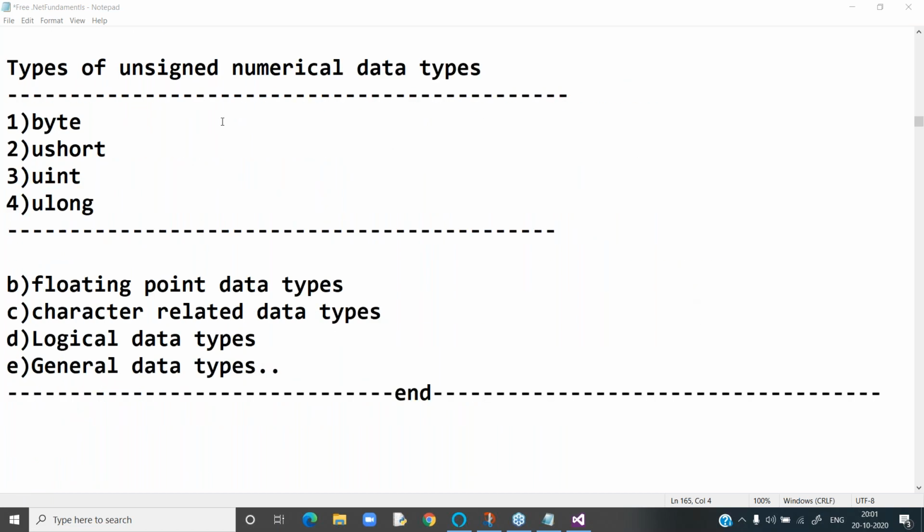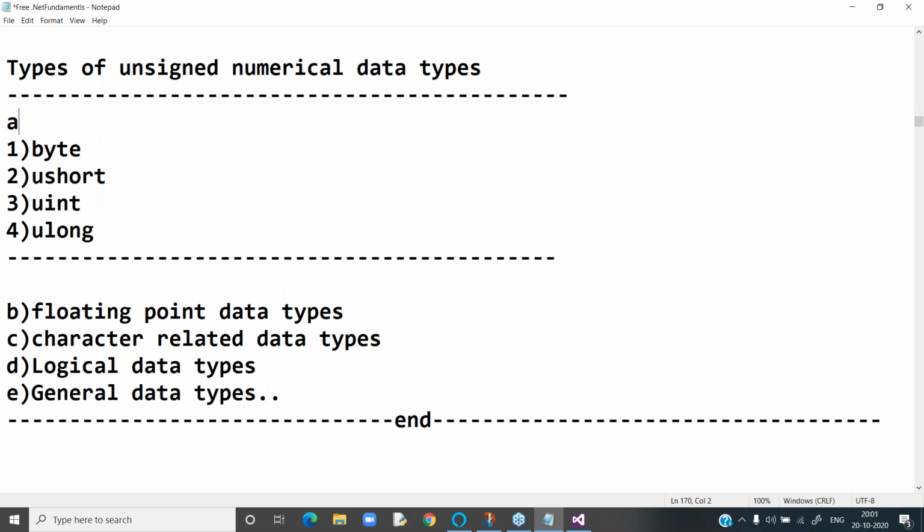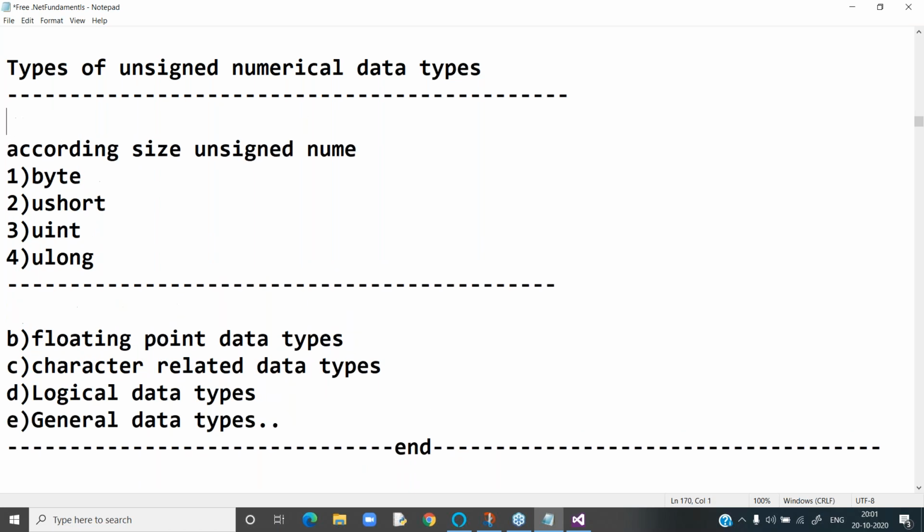Next, we go for unsigned. According to size, unsigned numerical. First of all, unsigned will allow what? It will allow only positive values. Okay, next point.